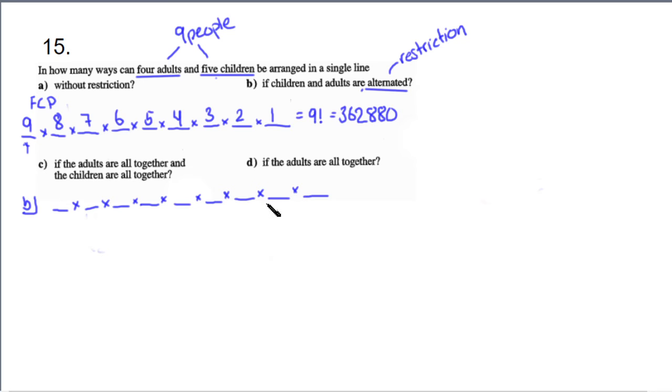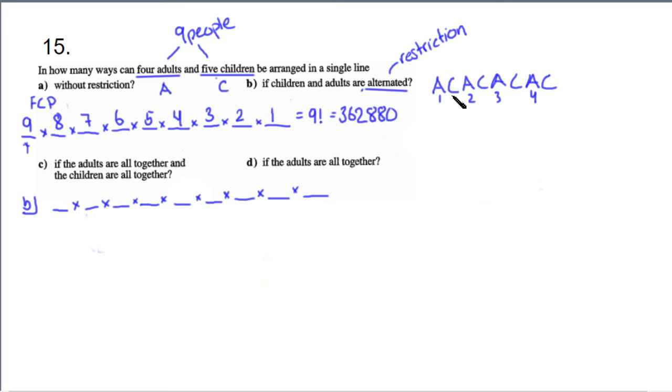Now, they're alternated, but there are sort of 2 different scenarios we can imagine. We can imagine the first person being an adult or the first person being a child. So let's look at those 2 scenarios here. If the first person is an adult, we are going to refer to adults as A and children as C. If the first person is an adult, the second person will be a child. All right? And then they're alternating, so it's going to be adult, child, adult, child, adult, child. So here we have 4 adults. Here's adult number 1, 2, 3, 4. So we've used up all the adults.